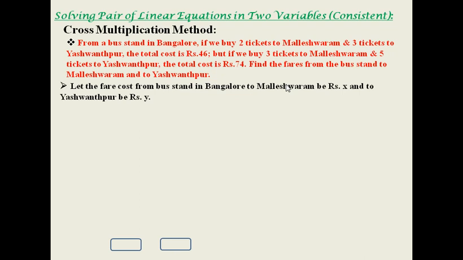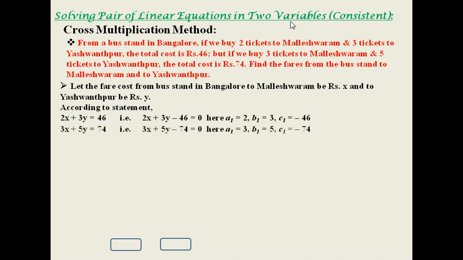Let the fare from the bus stand in Bangalore to Malleshwaram be rupees x and to Yeshwanthpur be rupees y. According to the statement, 2x plus 3y is equal to 46, that is 2x plus 3y minus 46 is equal to 0. Here a1 is 2, b1 is 3, c1 is minus 46. According to the second statement, 3x plus 5y is equal to 74, that is 3x plus 5y minus 74 is 0. Here a2 is 3, b2 is 5, c2 is minus 74.